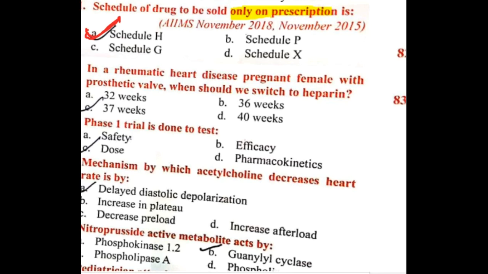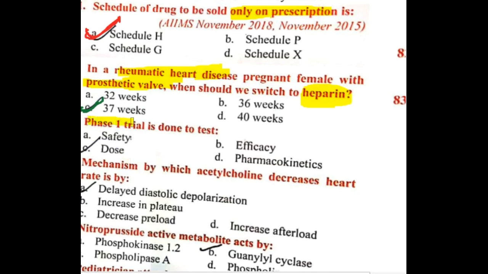Then next question. In a rheumatic heart disease patient, a pregnant woman with a prosthetic valve, when should you switch to heparin? Heparin is actually an intravenous drug, right? So you will have to switch to heparin at 37 weeks of gestation. Before 37 weeks, we actually give warfarin to the patient. At 37 weeks, we will shift this patient from warfarin to heparin.